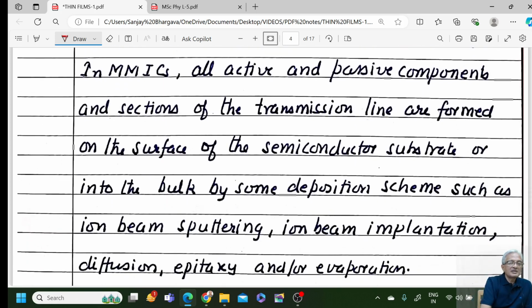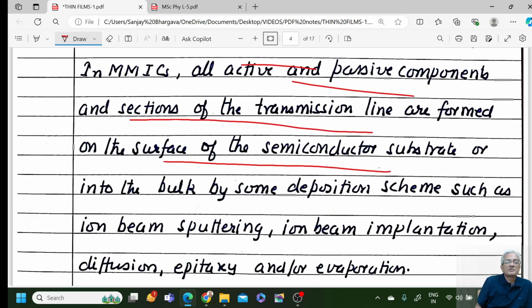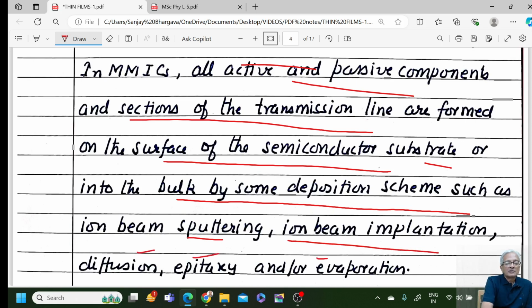While in MMICs, all active and passive components and the sections of transmission line are formed on the surface of the semiconductor substrate or into the bulk by the same deposition schemes such as ion beam sputtering, ion beam implantation, diffusion, epitaxy or evaporation.